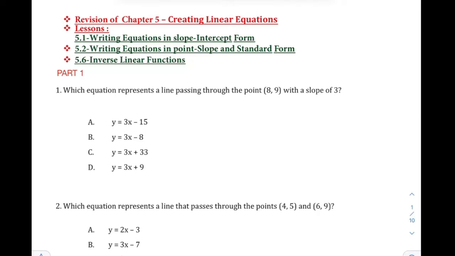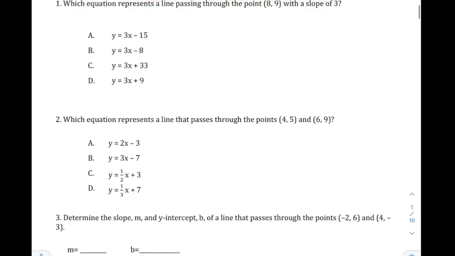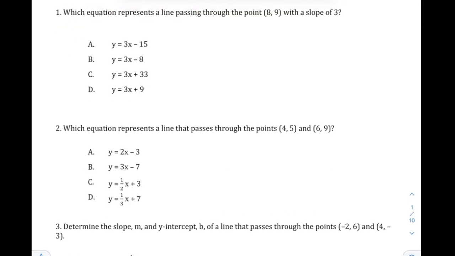We will solve some questions. Which equation represents a line passing through the point 8, 9 and slope of 3? Actually, we have a point and slope. And all these answers are written in slope-intercept form.